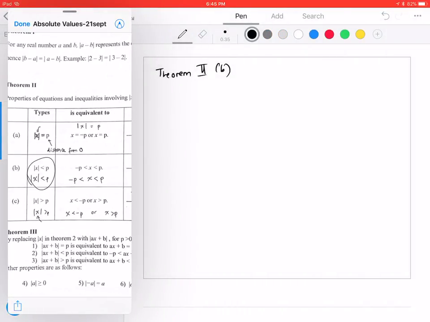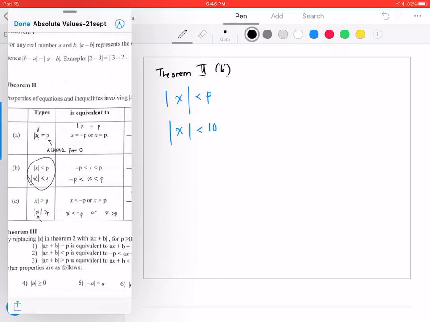So we are looking at this type B here, where it says modulus of x, the absolute value of x, is less than p. So let me write it down here. Modulus of x is less than p. So our p is a real number. So we can use the test value of 10 for this example here. So modulus of x is less than p. So p is 10 now.